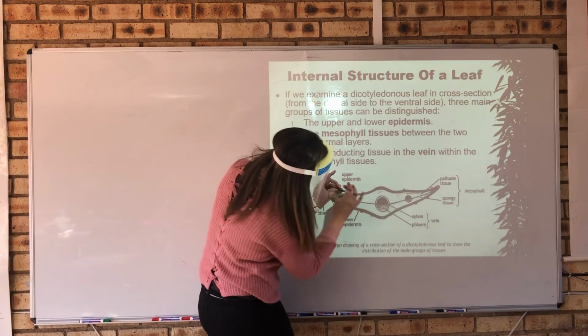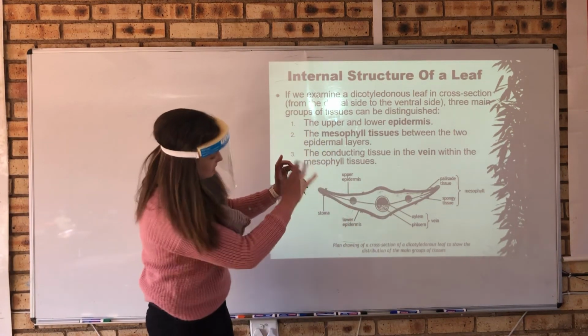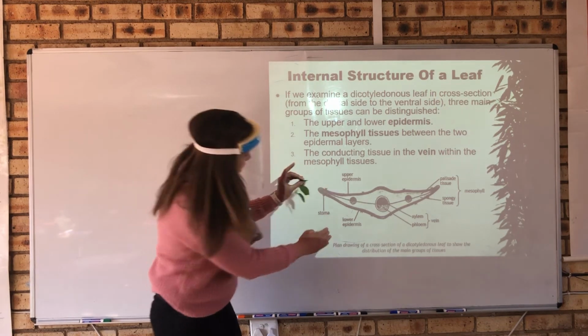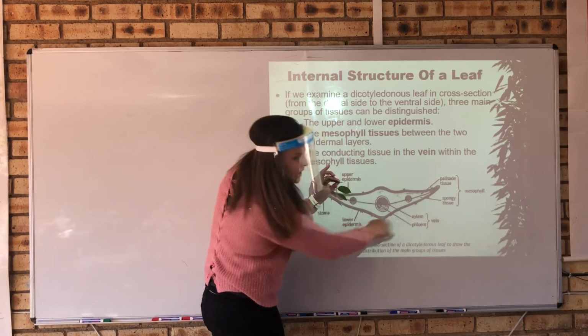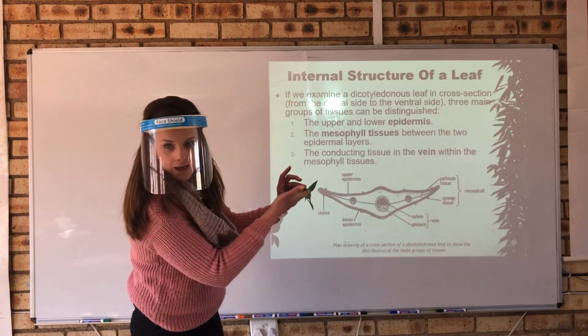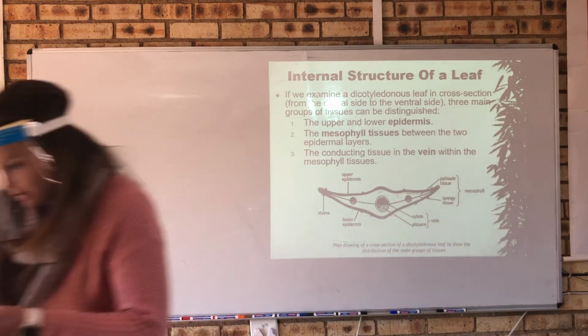So we're going to see an upper epidermis. Do you see an upper epidermis here? I mean, do you see the upper part? Yes. Okay, we're going to have a ventral epidermis. So ventral and we have dorsal.